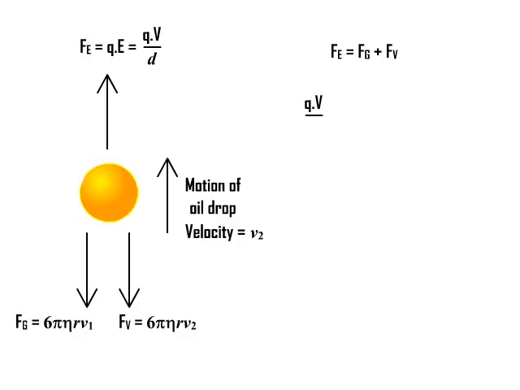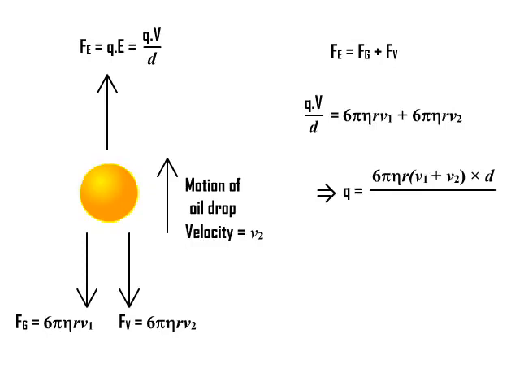Therefore Q into V by D equals 6 pi eta r v1 plus 6 pi eta r v2, which implies Q equals 6 pi eta r (v1 plus v2) into D divided by V. So in either case Q can be calculated. The charge on different oil drops was calculated. Now Millikan prepared a chart like this.